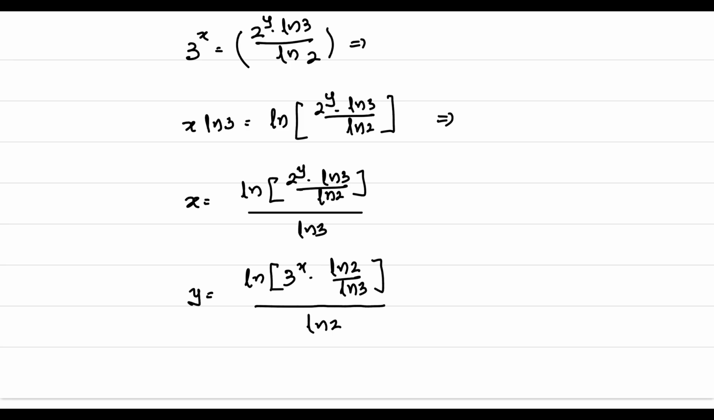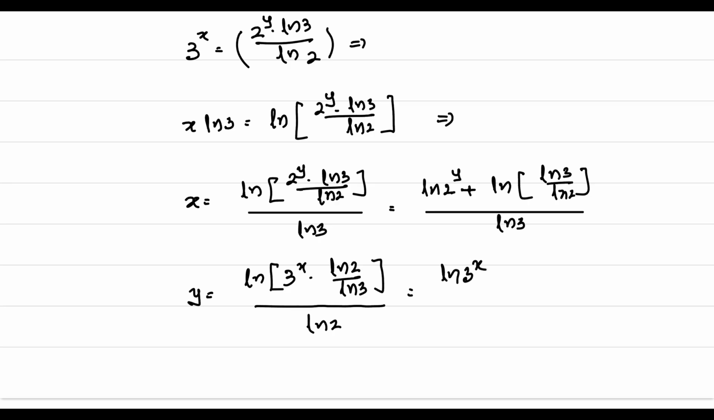Now, let us try to expand this. Numerator: ln 2 to the power of y plus ln of ln 3 by ln 2, whole divided by ln 3. This can be written as ln 3 to the power of x plus ln 2 by ln 3, whole divided by ln 2.